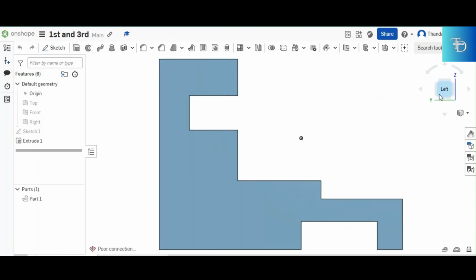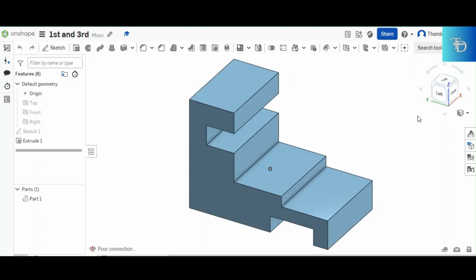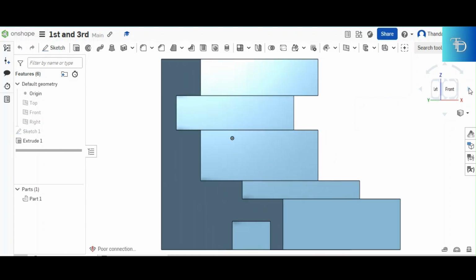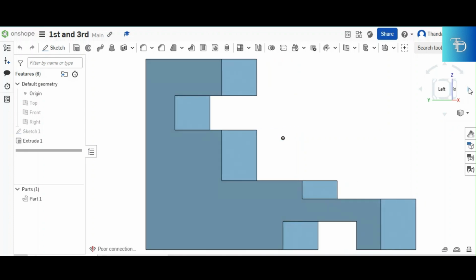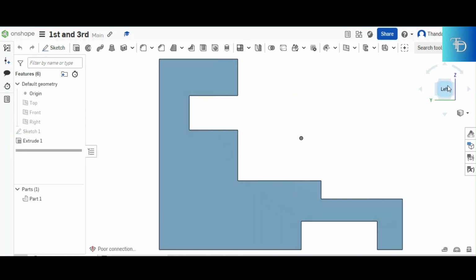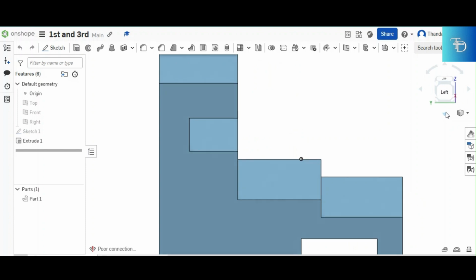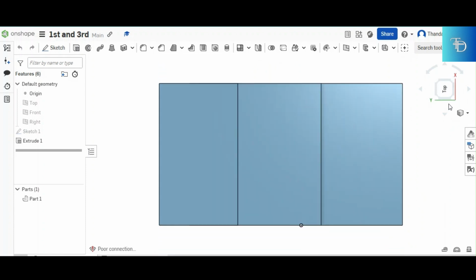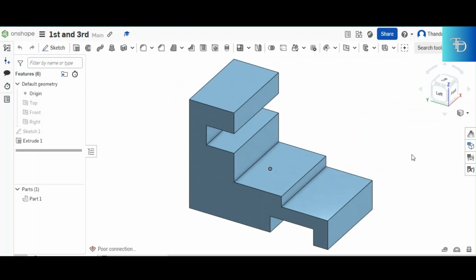So the left view is like this. So if we were to see the front view of the object, this is the front view of the object right here. And then you shift to the left hand side to see the left view. This is how the left view appears like. And then you want to see the top. This is how the top view appears like. And then this is the isometric representation of the bracket right here.